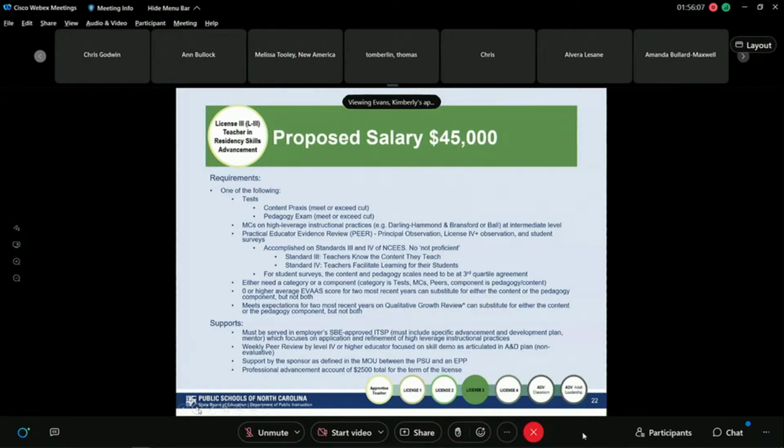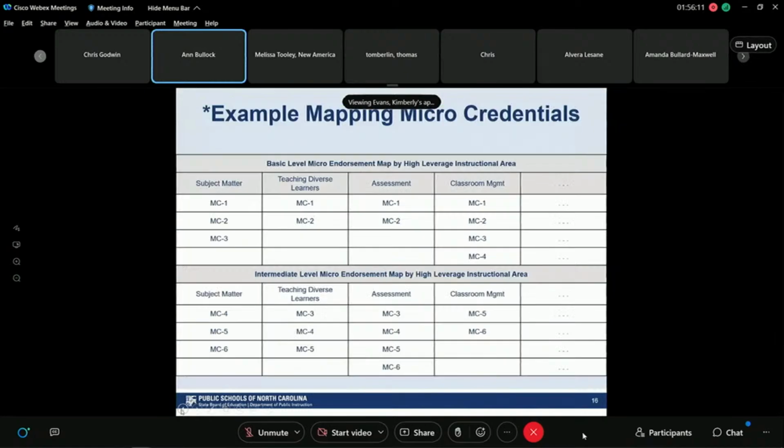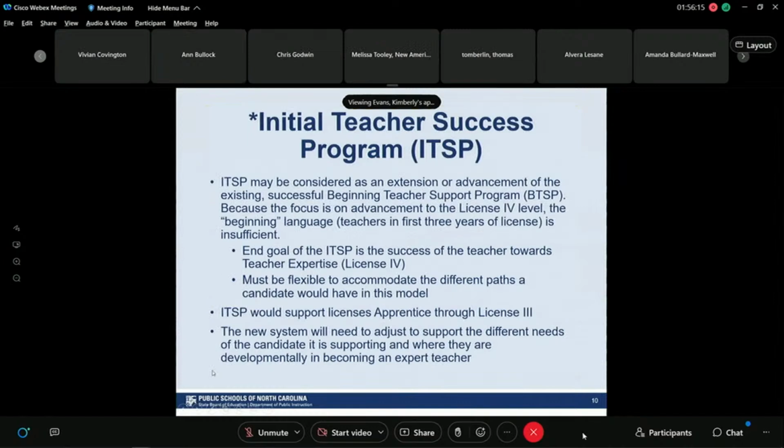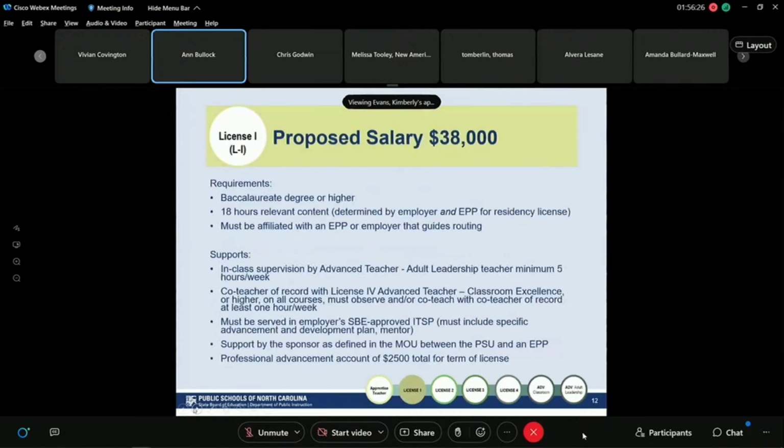What is ITSP? I'm sorry, for some reason I'm blanking on that. Initial teacher support program, maybe. Okay, so like a beginning teacher program. Thank you. Sorry, I just lost it right there for a minute. All right, so any comments on licensure 3? And this will be the last one we get through today.